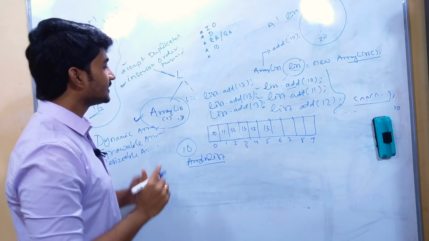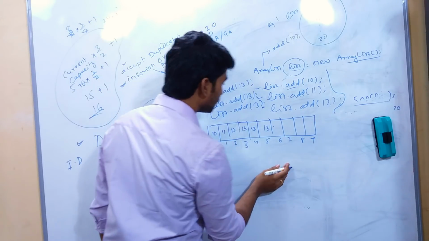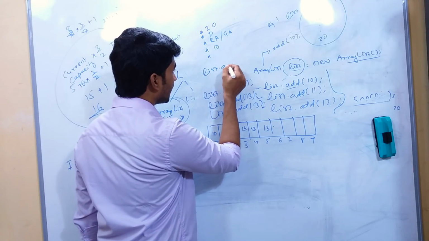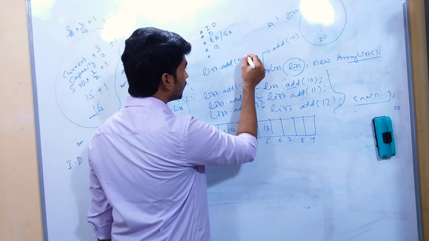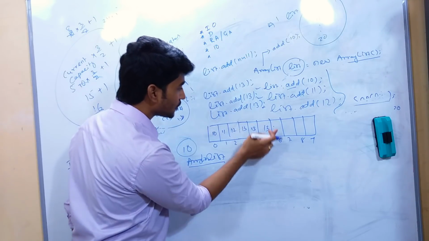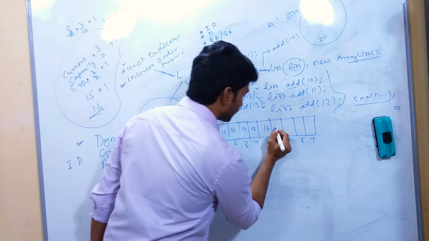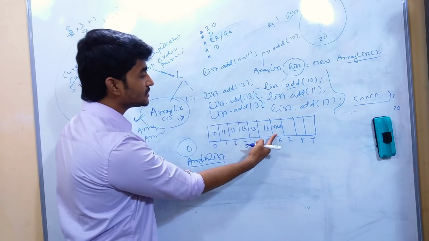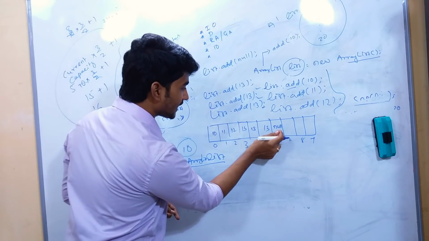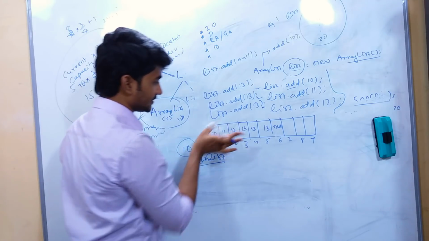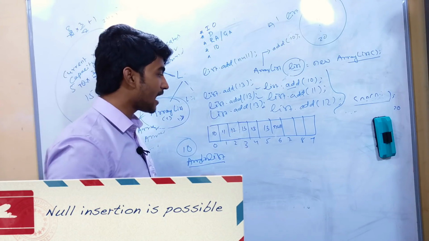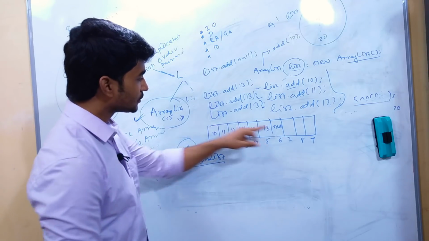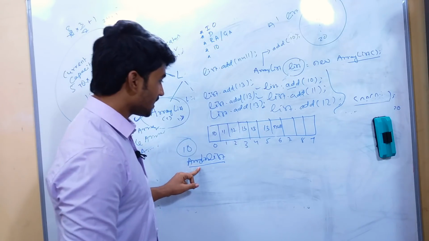The next thing: if I do list.add of null, what is going to happen? This null is going to be inserted over here, obviously. If it is an ArrayList, then null insertion is possible. Be sure about it, and we are going to prove it practically in the practical session. So null insertion is possible in an ArrayList.